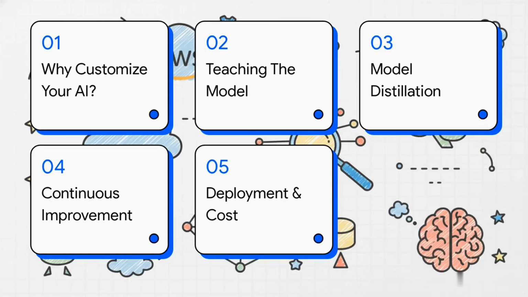Okay, so here's our game plan. First, we'll cover the why. Why even bother doing this? Then we'll get into the fun stuff, the two main ways you can actually teach your model. We'll also talk about a really clever technique called distillation that gets you smarter results for less money. After that, we'll look at how to make sure your model keeps improving over time. And finally, we'll get down to the brass tacks: deployment, pricing, and performance.